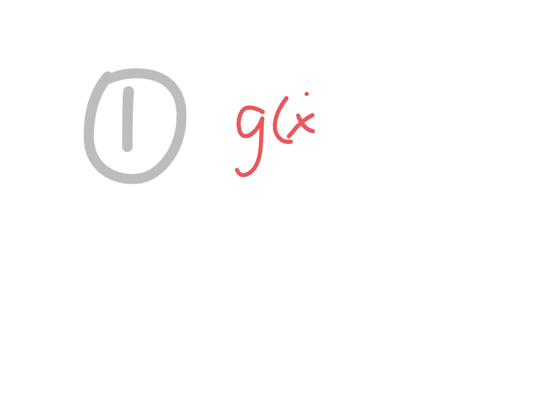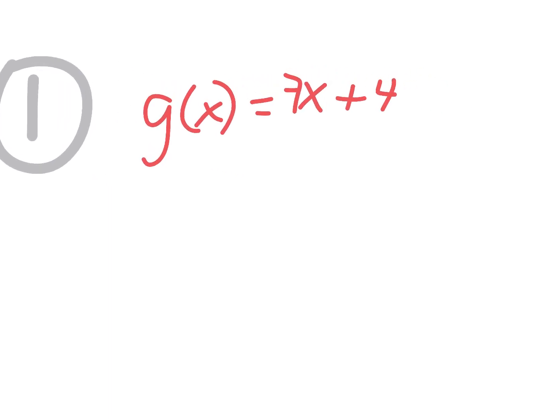Kennedy, can you shut the door back there, please? G of x equals -7x plus 4. Is that what you said? Okay, thank you. All right.